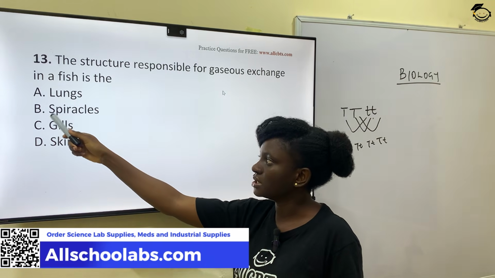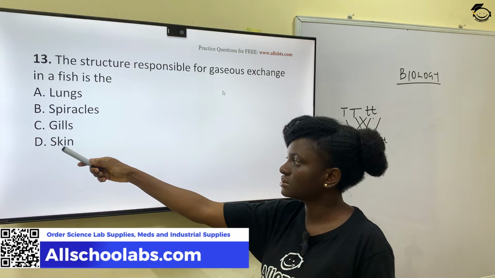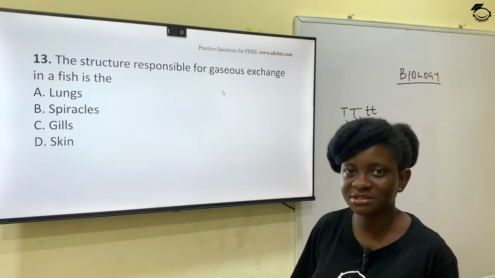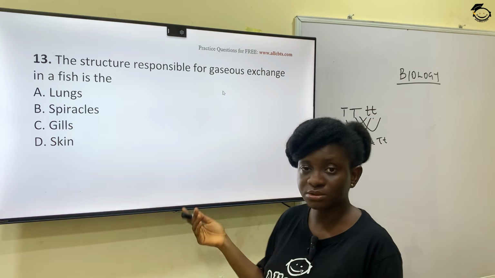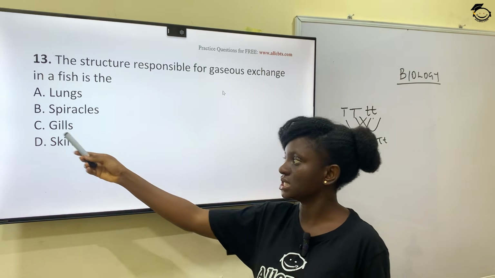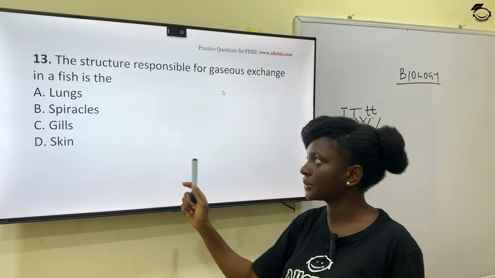Is it A, lungs, B, spiracles, C, gills, D, skin? So in fish, they make use of gills for gaseous exchange. So the structure responsible for that in fish is gills, option C.